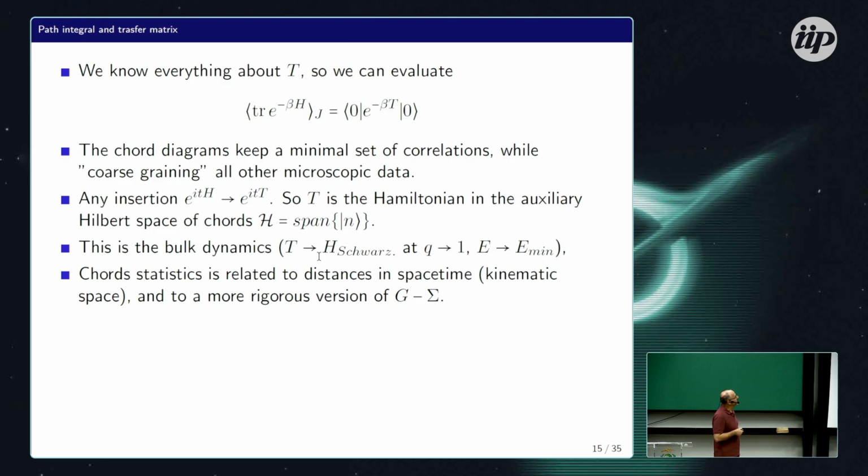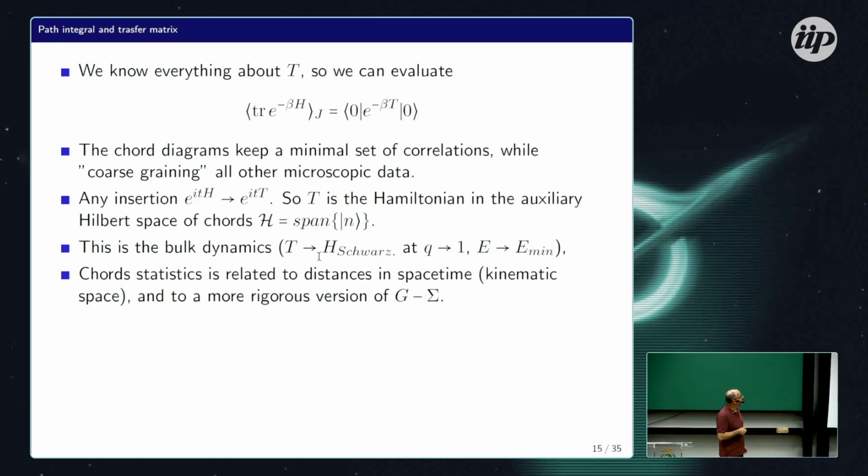Okay, the point is that we know everything about this operator T, and essentially it means that trace e to the minus beta H, evaluated going through this chord trick, means that I start at 0 chords, I do this process with T, and I end with 0 chords. So this is the expression. So you've kind of kept a minimal set of correlators while coarse graining over everything else. That's what this algebra business is supposed to buy you in general.